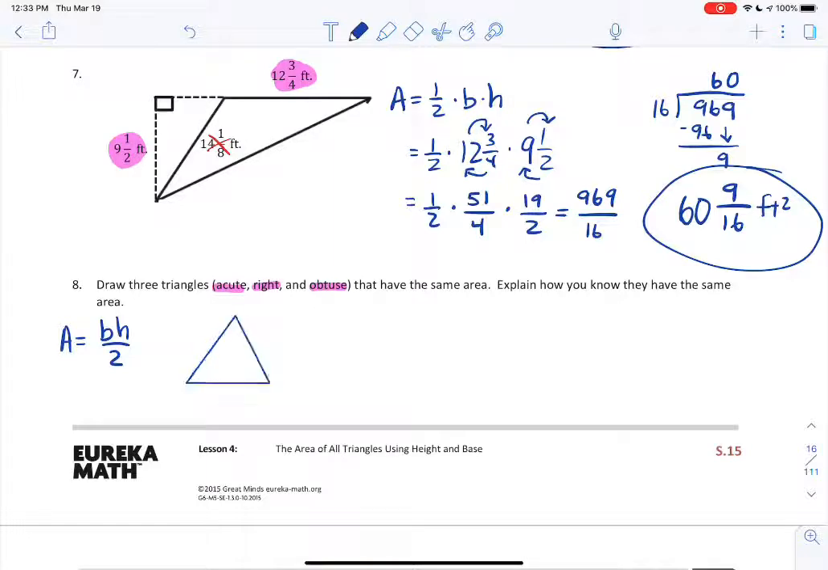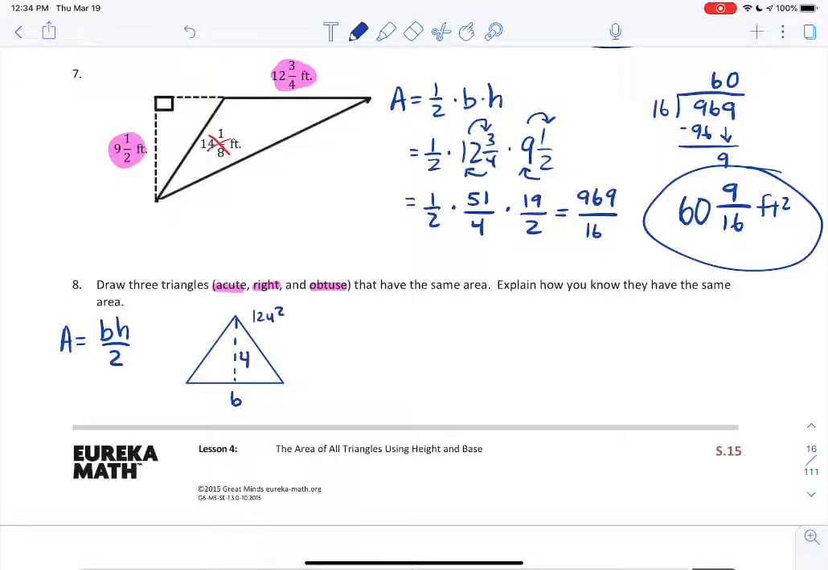So starting out, for example, with an acute triangle. So this is an acute triangle. And if I were to say, hey, the base is 6 and the height is 4. Then the area of that would be, well, 6 times 4 is 24. Divide that by 2. The area would be 12 units squared, right? So the area would be 12 units squared.